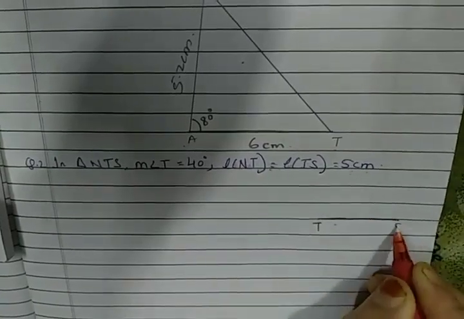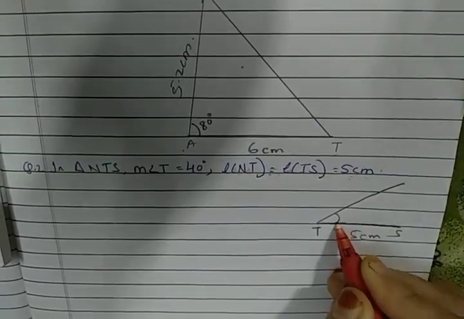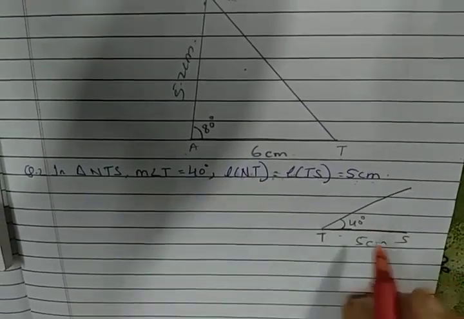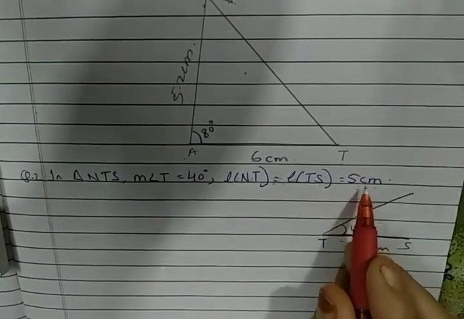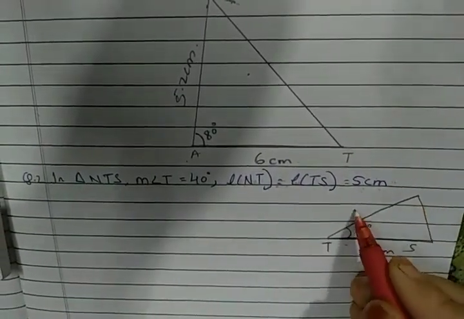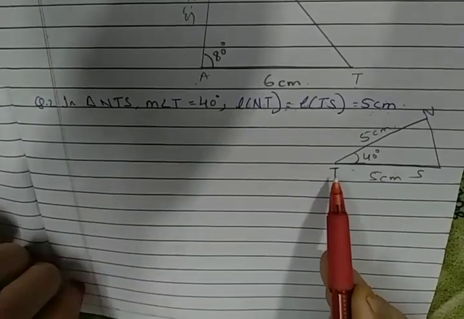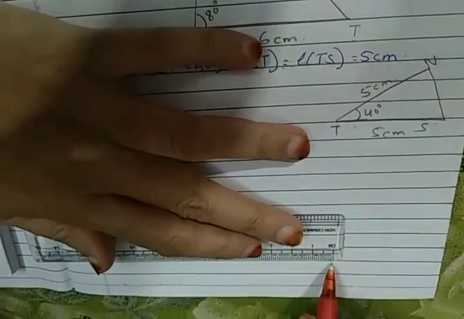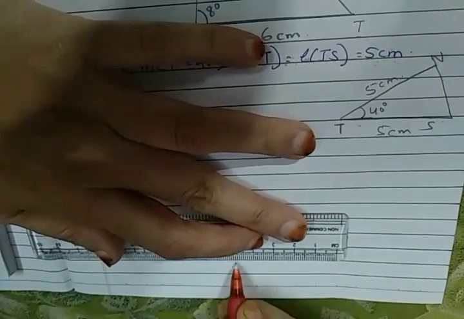TS is 5 centimeter and angle T will be 40 degree, and from T to N we have to make one arc of 5 centimeter. So we will draw it in a fair diagram. Just write it over here. First we draw the length of TS. Now I am taking here the length of TS, 5 centimeter.